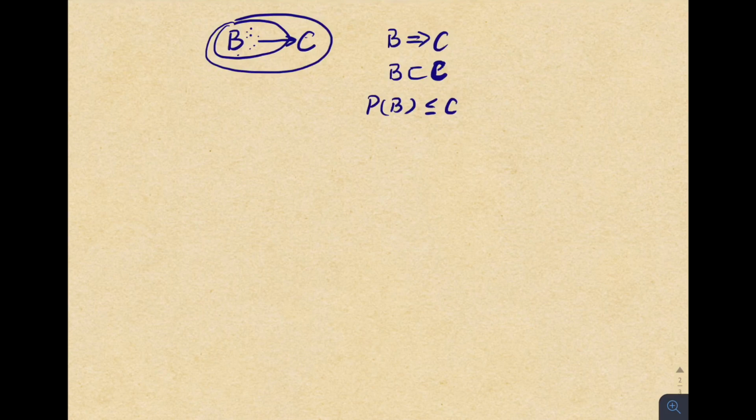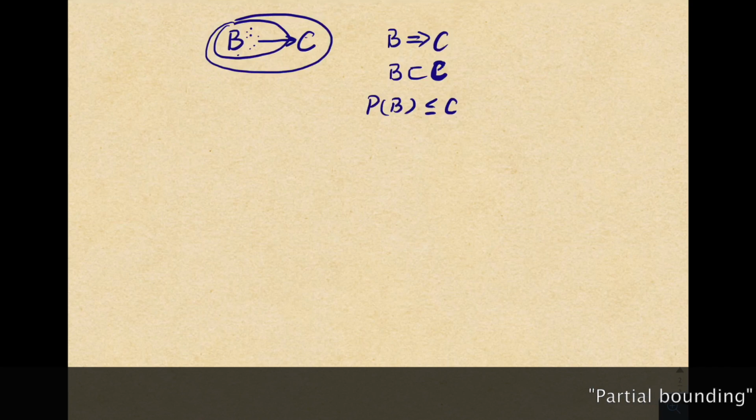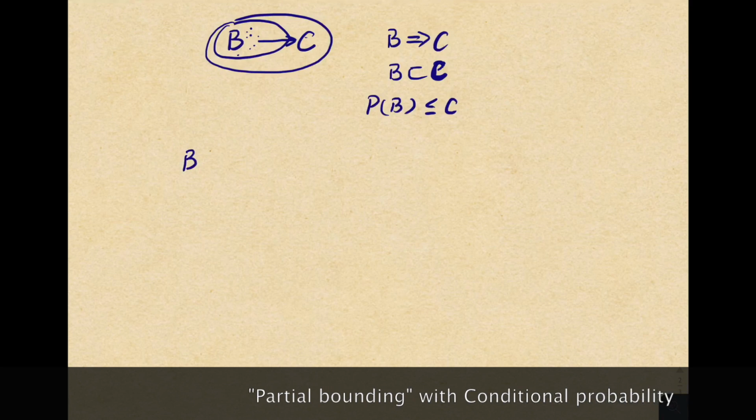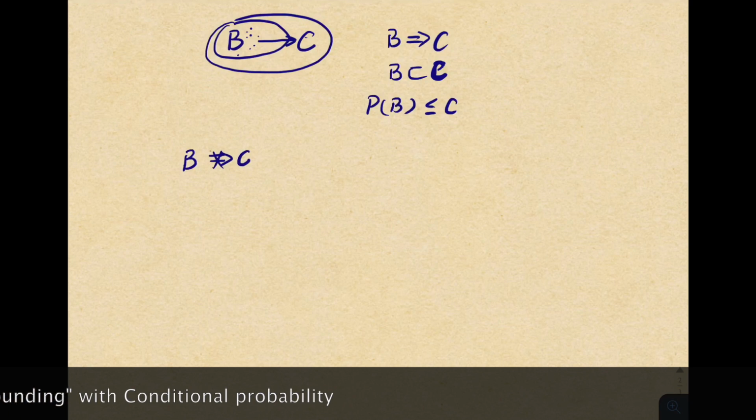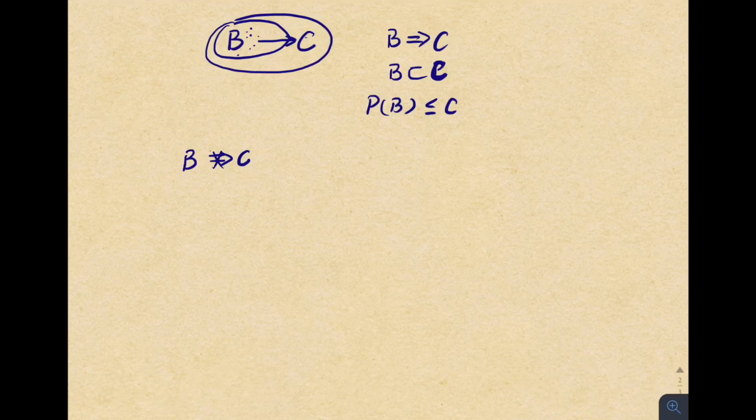Now, let's consider a more sophisticated case in this line of reasoning. What if B doesn't imply C? In this case, we cannot directly bound the probability of B using the probability of C, because there is no guarantee that whatever is inside B is included by C.